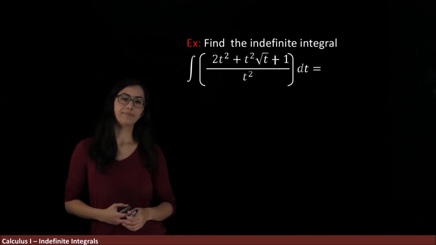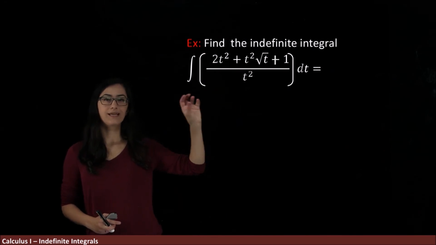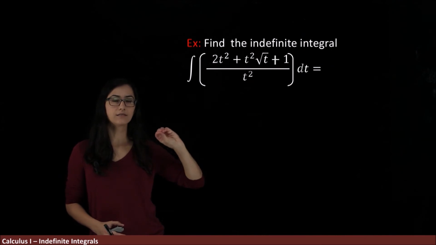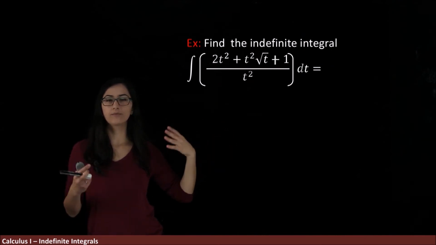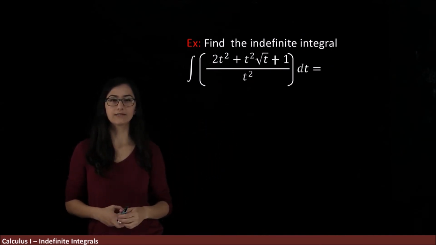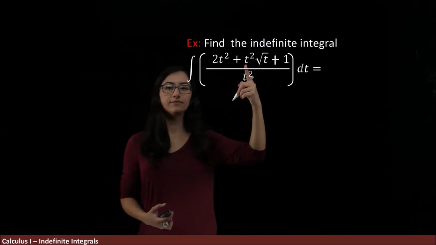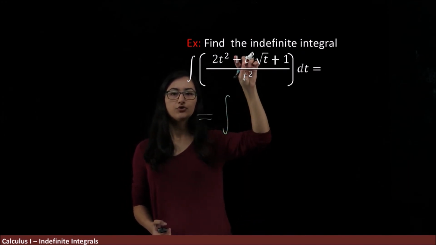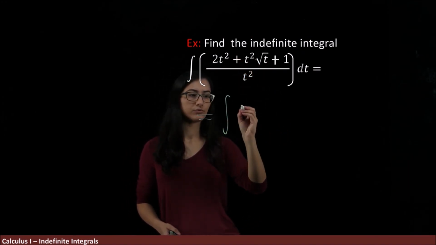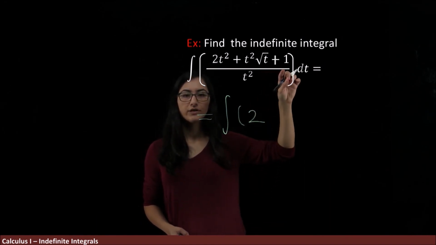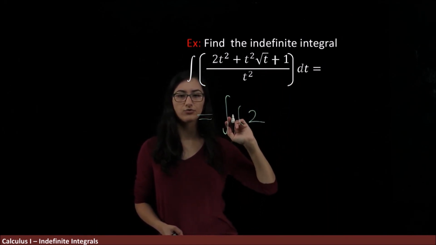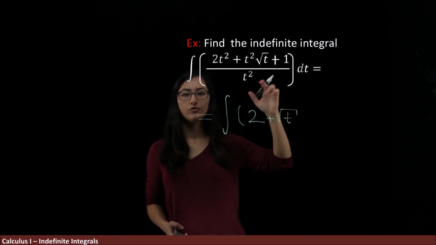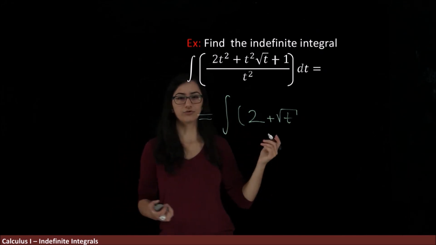Let us look at another example. Here we have a quotient, and we don't know how to find an antiderivative of this quotient as it is, but we can simplify this to be able to find an antiderivative easily. So if I simplify here, 2t squared over t squared is going to be 2. The square root of t over t squared is going to be just square root of t. And then 1 over t squared is going to be just t to the negative 2.